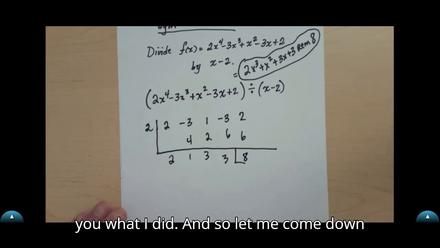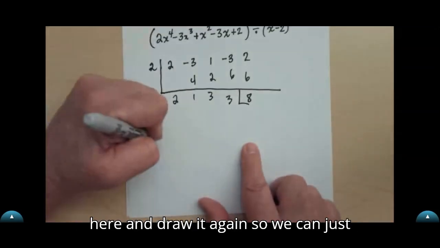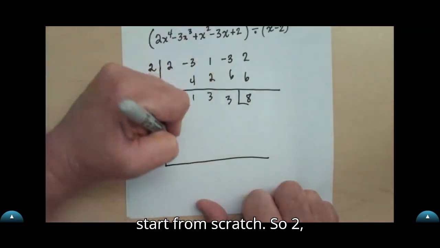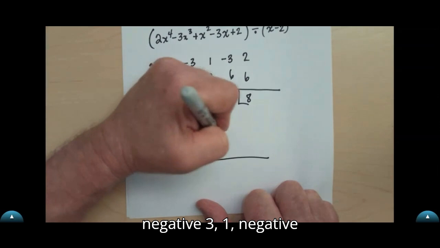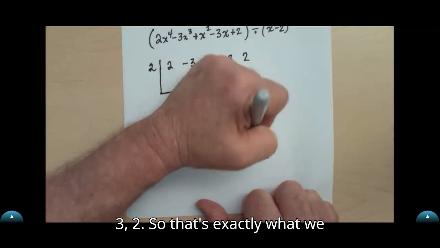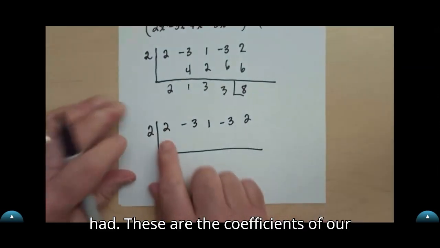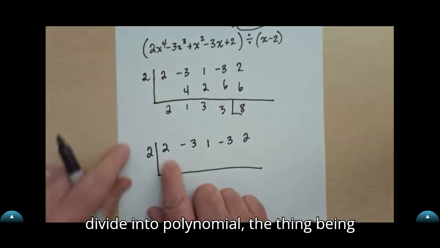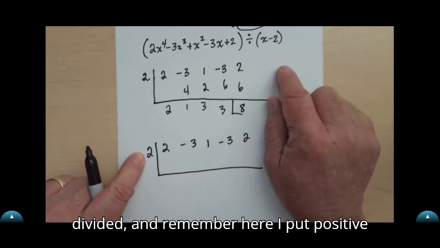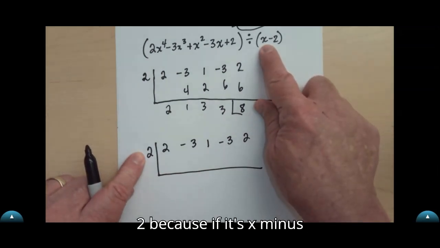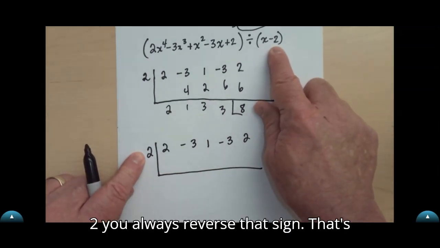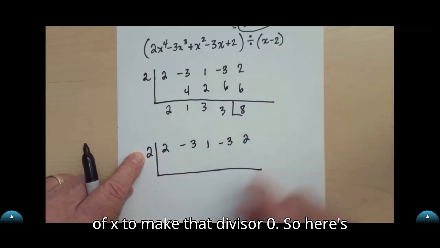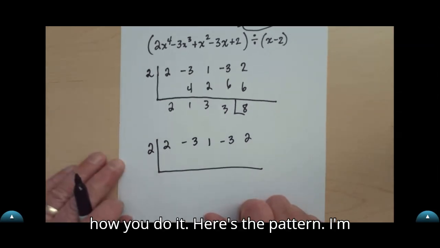Now I'm going to show you what I did. And so let me come down here and draw it again so we can just start from scratch. So 2, negative 3, 1, negative 3, 2. So that's exactly what we had. These are the coefficients of our dividend polynomial, the thing being divided. And remember here I put positive 2 because if it's x minus 2, you always reverse that sign. That's because 2 is what you'd plug in place of x to make that divisor 0. So here's how you do it. Here's the pattern.